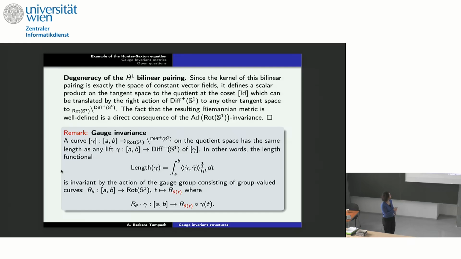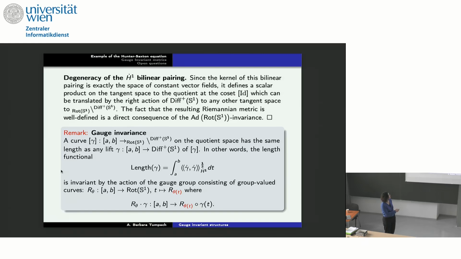Because what I want to emphasize is that it's exactly an example of gauge invariance. If you look at curves on the quotient, downstairs, and you lift them and you compute the length, which is this functional, with respect to the H1 dot pairing, this length will not see the vertical direction, because the vertical direction is in the kernel of this H1 dot. So any lift will give you the same value of this functional.